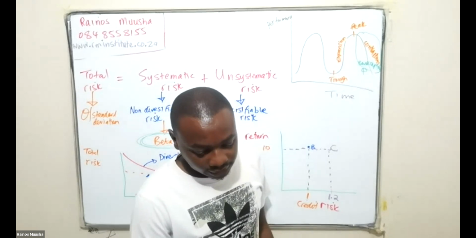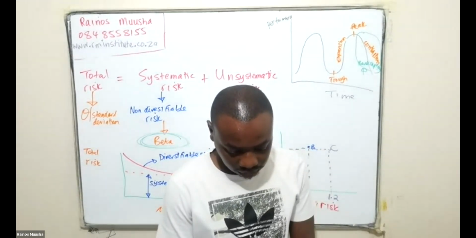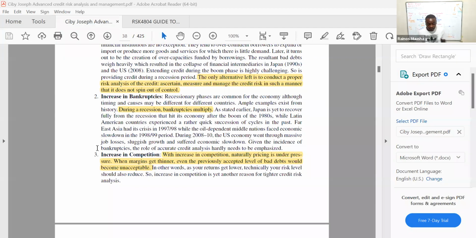The other reason why credit risk analysis is important is due to increase in competition. And the other thing, with increase in competition, naturally, pricing is under pressure. So when margins get thinner, even the previously accepted level of bad debts would become unacceptable as well.